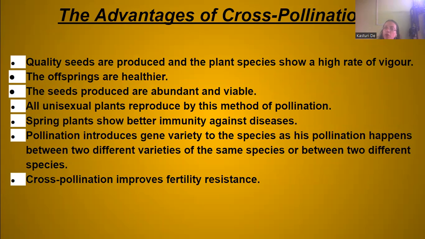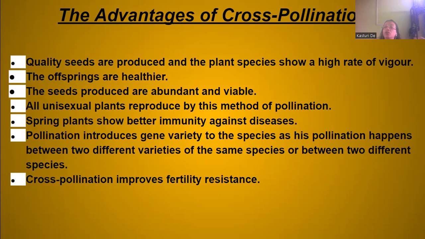We completed self-pollination and we come to cross-pollination. So what are the things? Quality seeds are produced, as a variety of genes is being added from different plants. The quality seeds are produced and the plant species show a high rate of vigor. The vigor increases. Offspring are healthier, that is, the next generation becomes healthier. The seeds produced are abundant and viable.